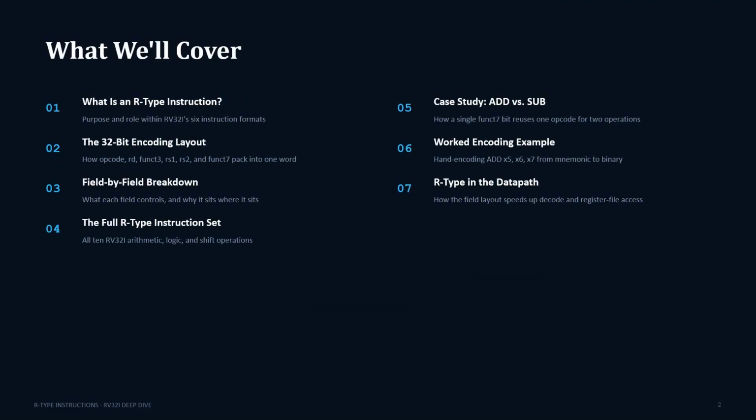What exactly are we going to cover in this session? We are going to discuss what an R-type instruction is, how it is encoded, and the meaning of each and every field. We are going to discuss the different kinds of RV32 arithmetic and logical instructions we have, and the difference between addition and subtraction in our R-type instructions. And yes, we are going to see one example.